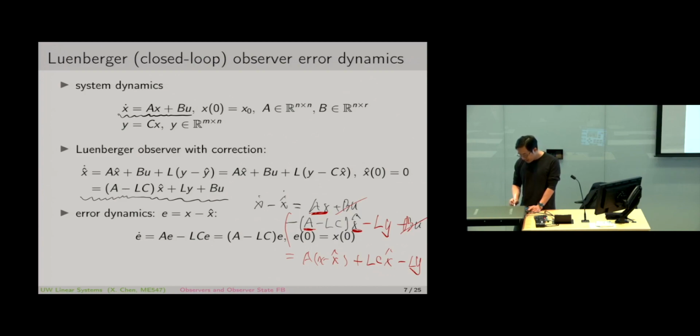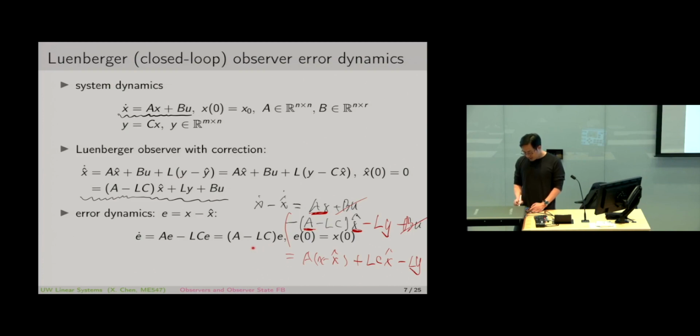They have the same L term, and y is C times x over here. So we're going to have minus L. If we substitute y equals Cx over here and then combine these two, we're going to have minus LC e. And then these two combined together becomes A minus LC times e.